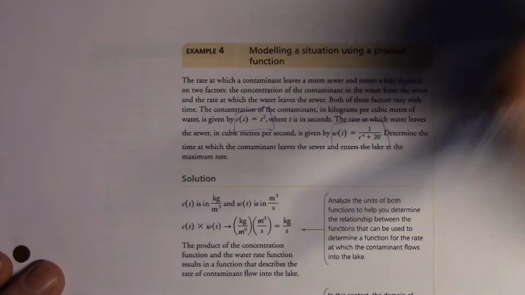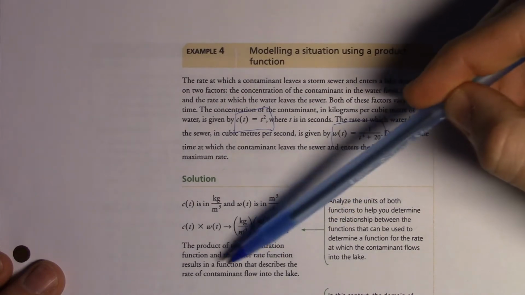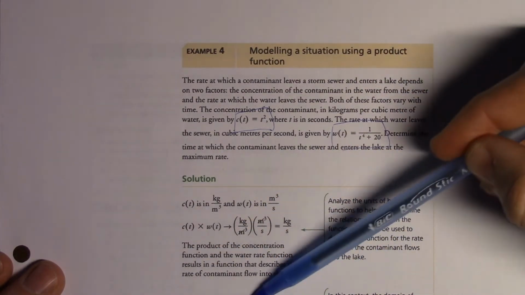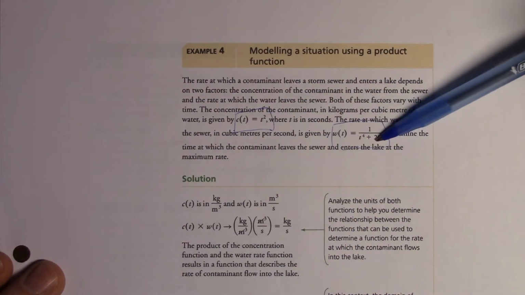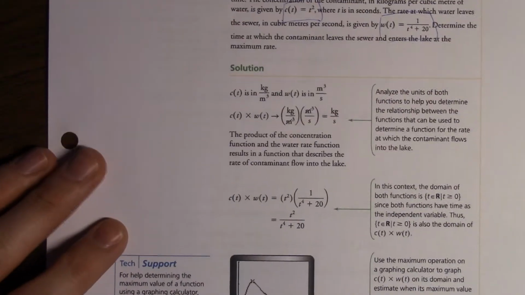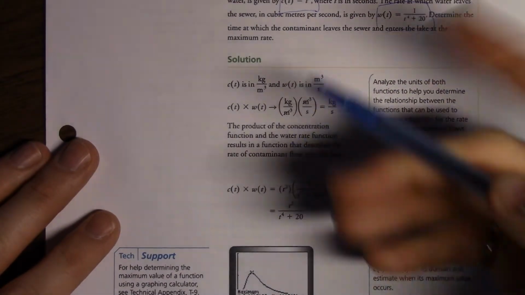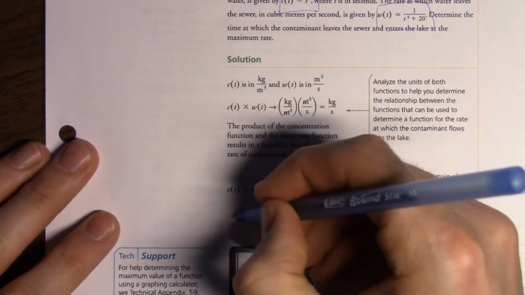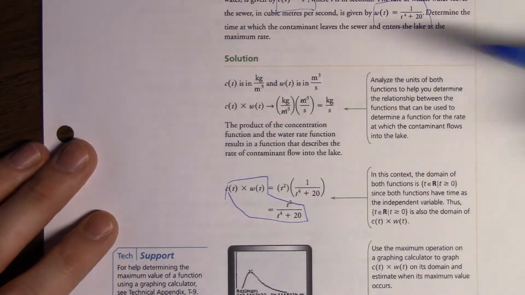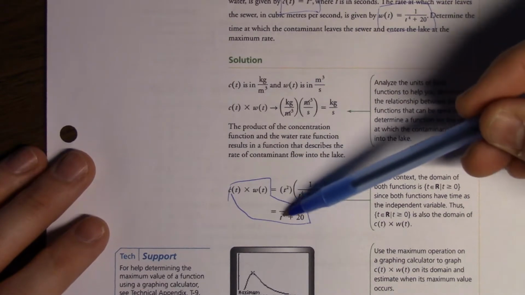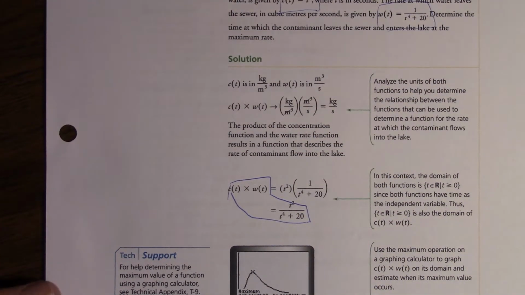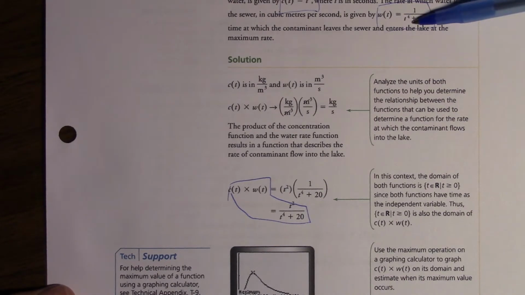The product of the concentration function and the water rate function results in a function that describes the rate of the contaminant flow into the lake. So here we're multiplying the two functions. We end up with this equation here: C times W is equal to t² over t⁴ plus 20. We just take this function and multiply it by this function.